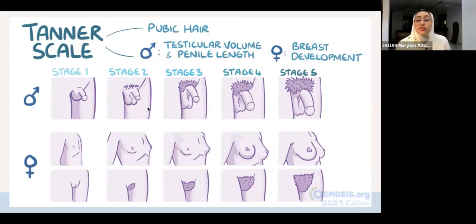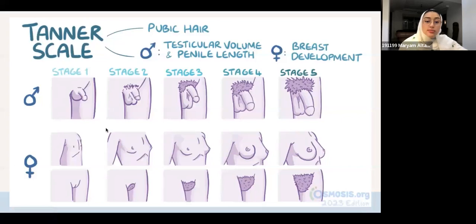Are these patients fully developed or are these patients minimally developed? And based off of that, you can classify them into different categories. That's what's important for us to know about these. So this is stage 1, where you have no growth or no increase in testicular volume or penile width. There is no breast tissue in females, and you can see there's no hair on the external female genitalia.